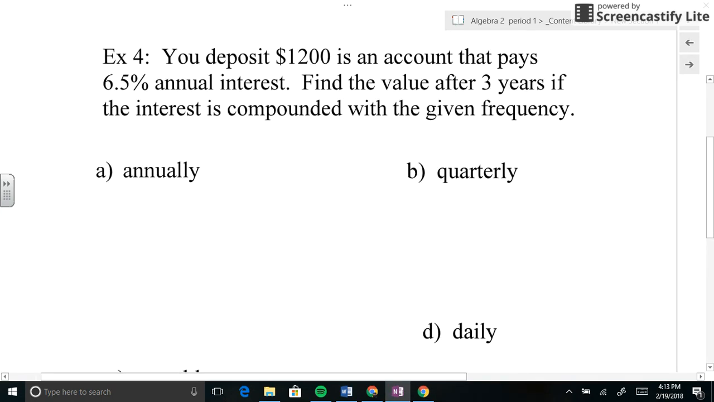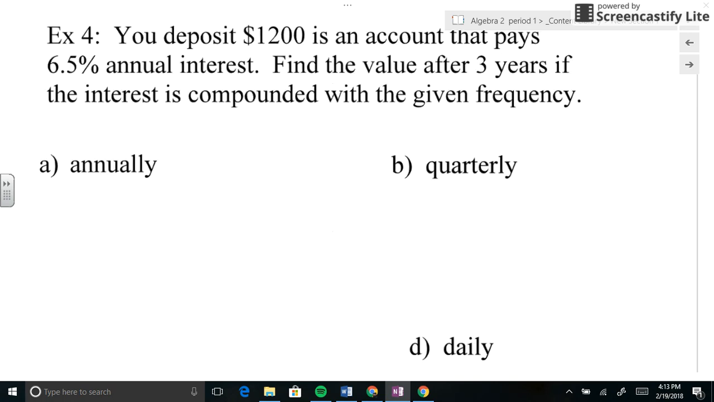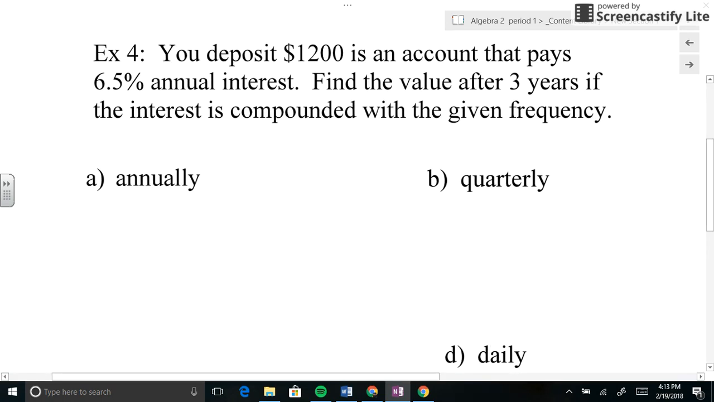First question, you deposit $1,200 in an account that pays 6.5% annual interest. We're going to find the value after 3 years if the interest is compounded with the given frequency. So the first problem here is we're going to compound that annually. So our formula is A equals P times the quantity 1 plus R divided by N, all raised to the N times T. A, the ending amount, we don't know. P, the principal, we do know.